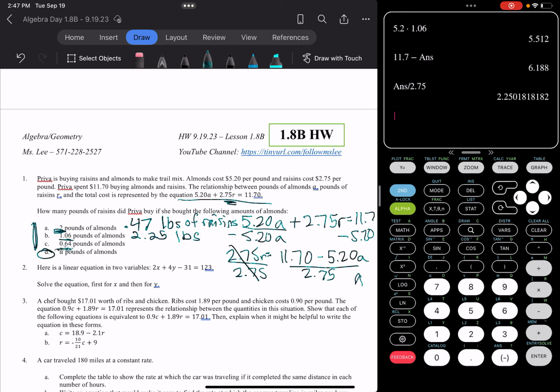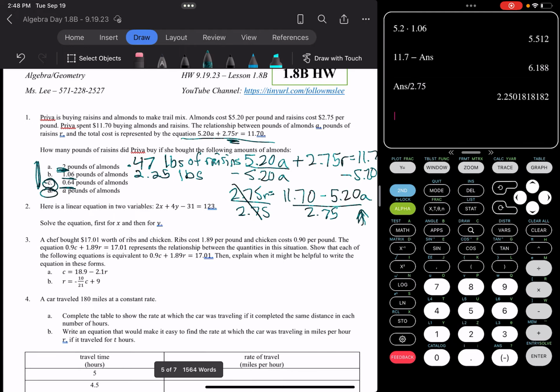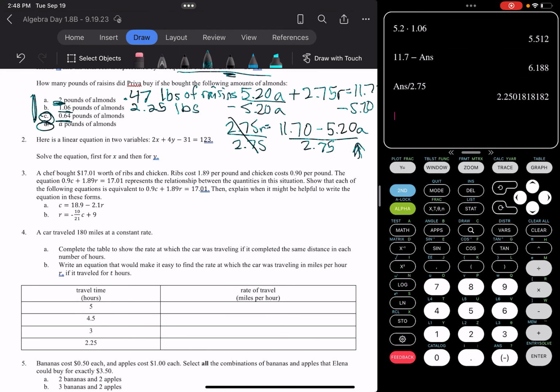Okay, so then you'll take 0.64 and you'll plug it in here for A, and we've already done D, so you're good with that. So you are responsible for doing C. You can go ahead and plug that in. Notice our amount of almonds has gone down, so logically your pounds of raisins should go up, and that's a good way to check to see if you're on the right track, if your answer looks good.